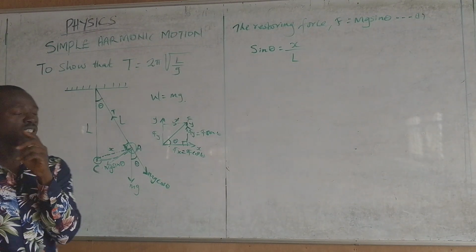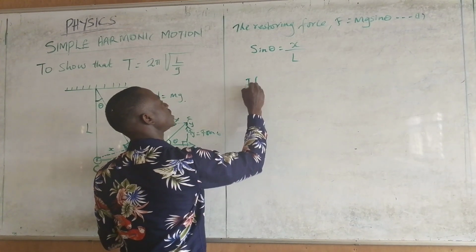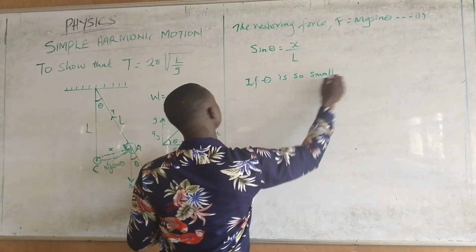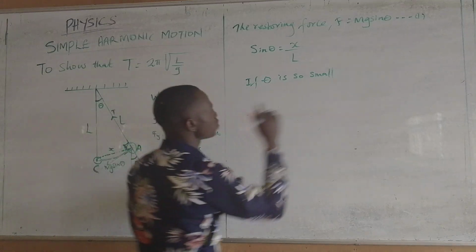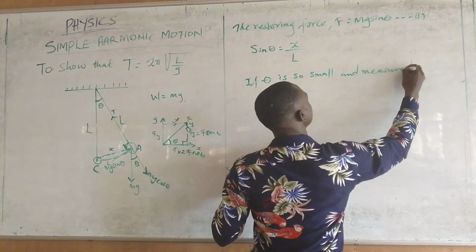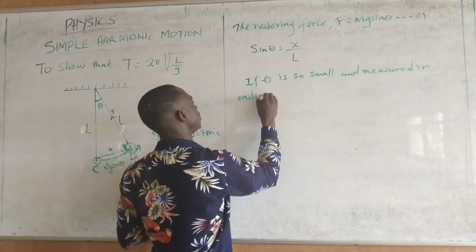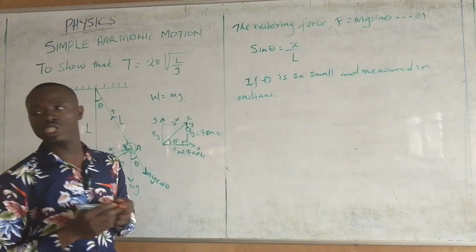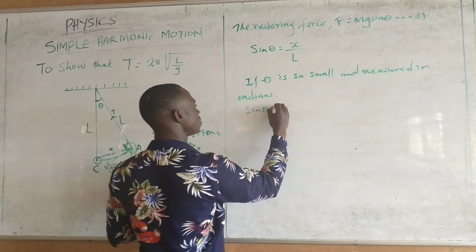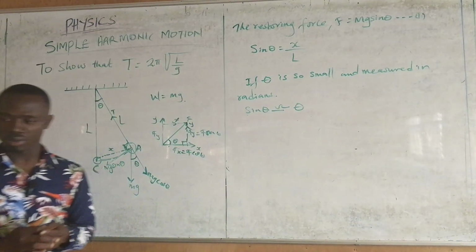Now, if theta is very small, if you displace it just slightly, and it is measured in radians, not in degrees, you will discover that sine theta is going to be approximately equal to theta itself. I can prove that to you.